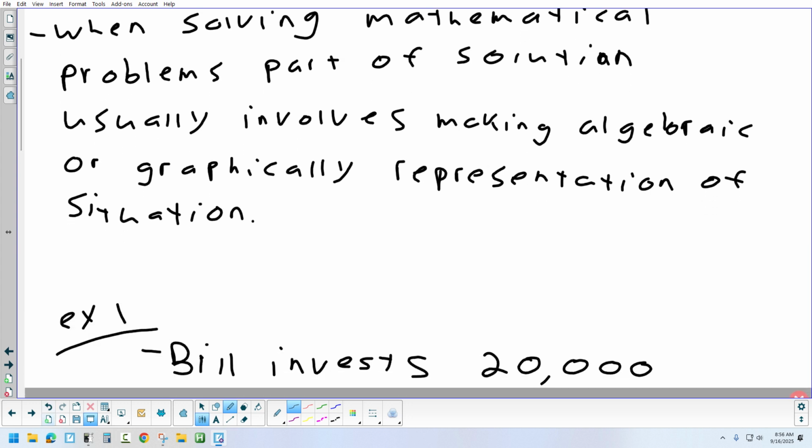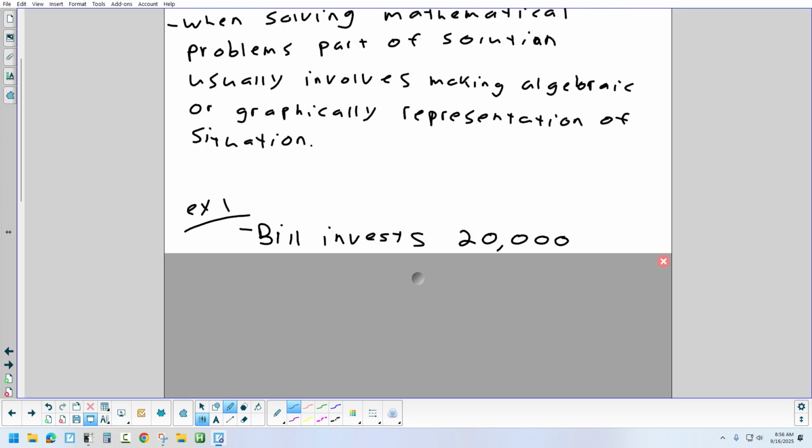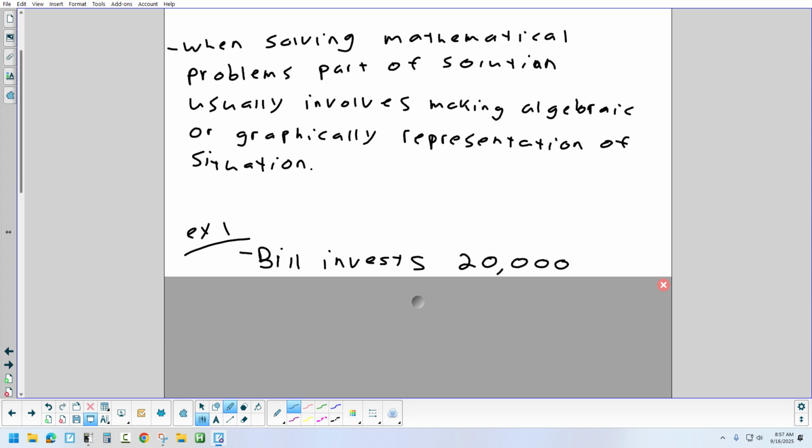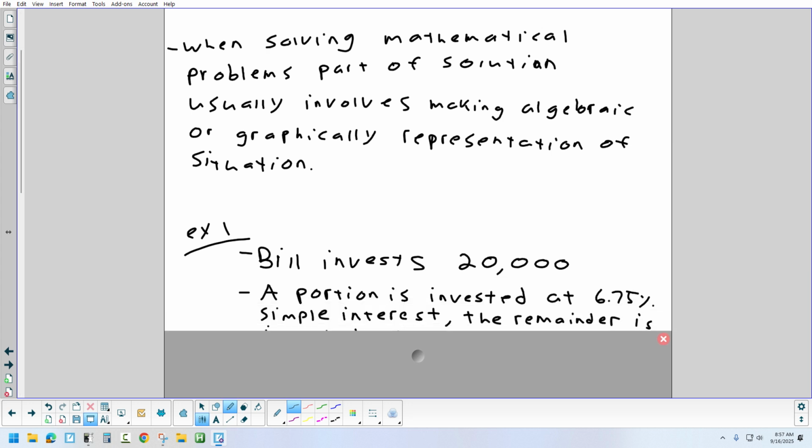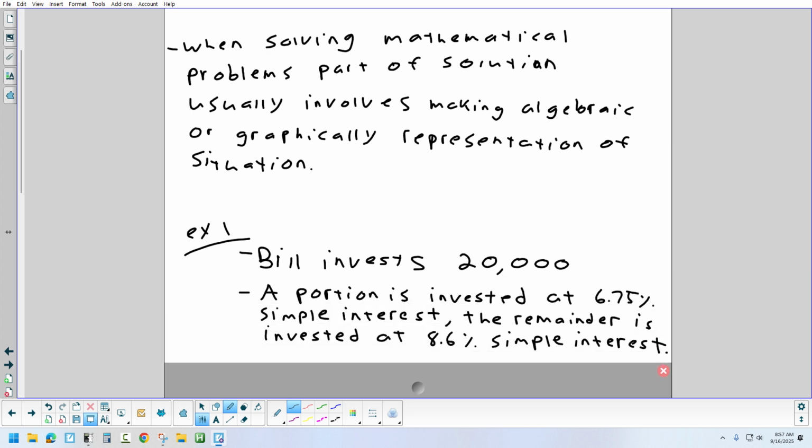All right, so this problem says that Bill is going to invest $20,000. Now, the amount of money that Bill's investing is fixed, $20,000. That doesn't change. But there are two different investments that he can put his money into. One investment is going to pay 6.75% interest. The other one is going to pay 8.6%. So he's splitting the money into two.